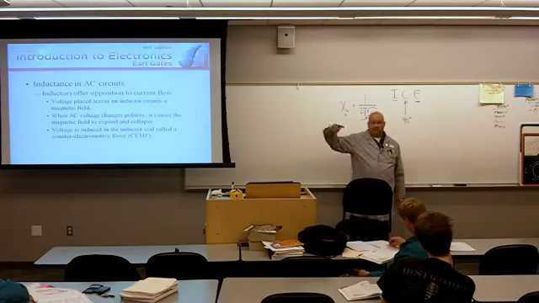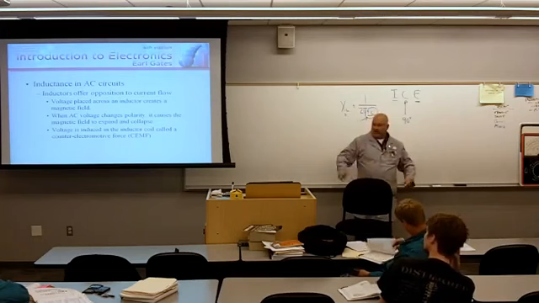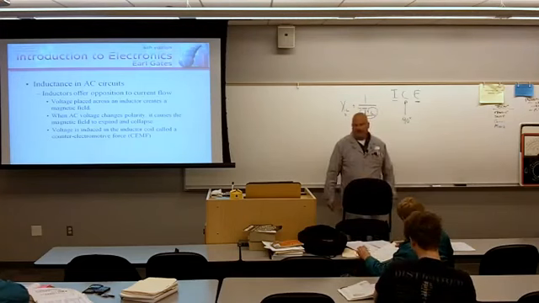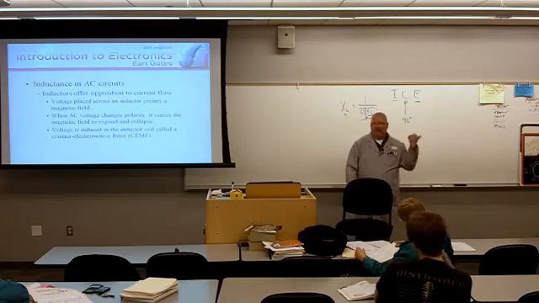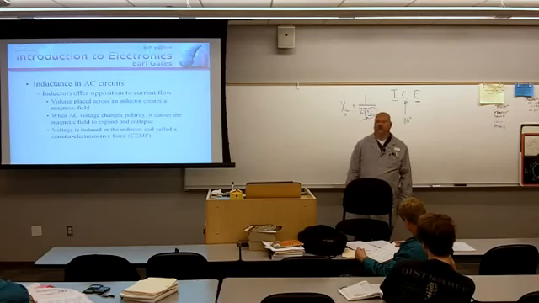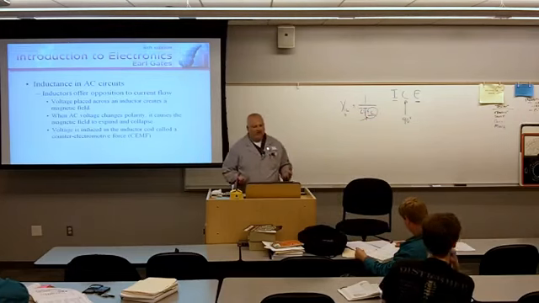CEMF is like counter voltage, if you will. If voltage created current going that way, CEMF is going to create a counter voltage going that way. So I got 5 going in that direction, I got 4 coming back in this direction. 5 minus 4 equals 1 in that direction. And it's that simple. That's how these inductors work.